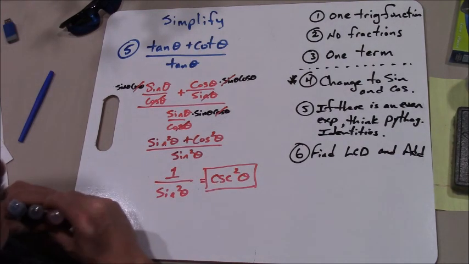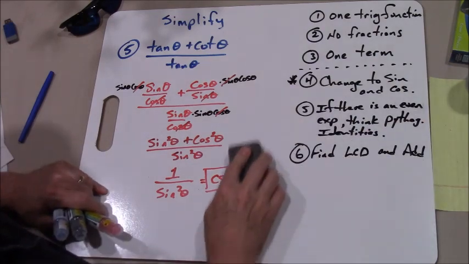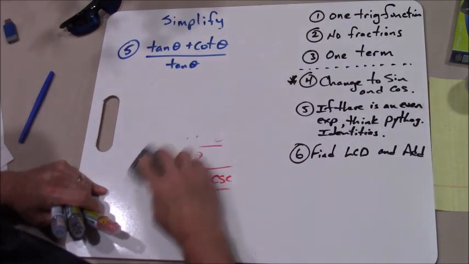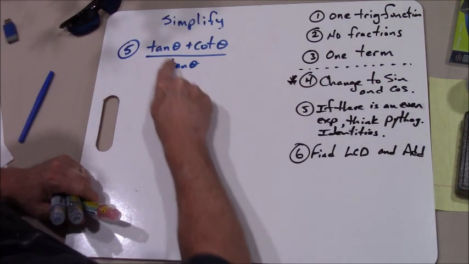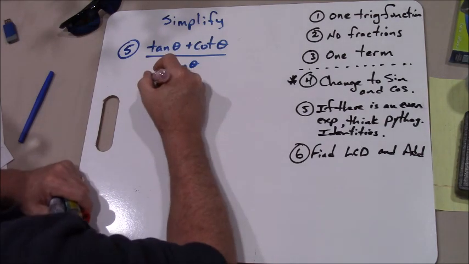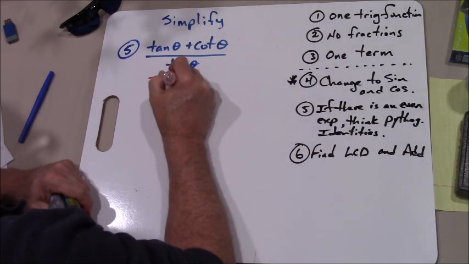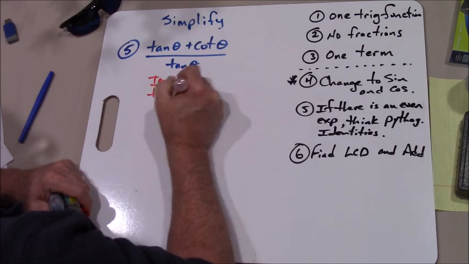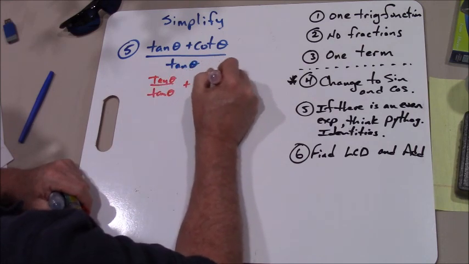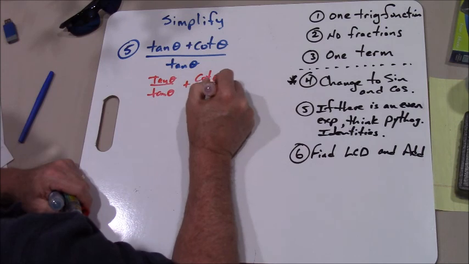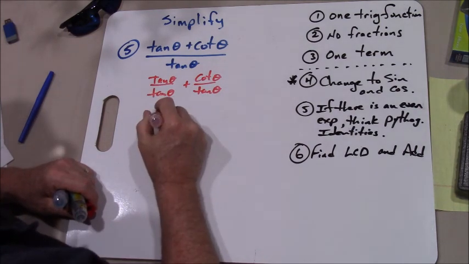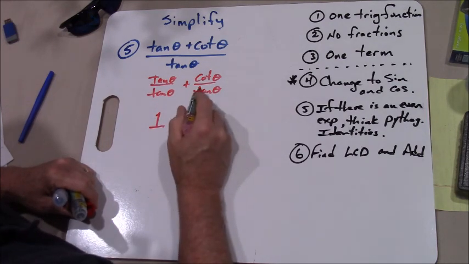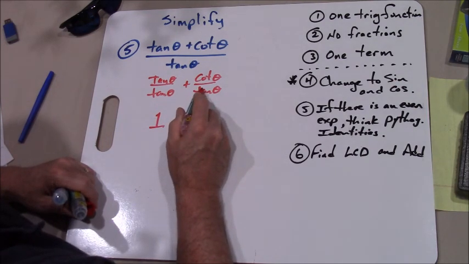Now, let's go back and look at the same problem a different way. I told you my second thought was to think of this as the common denominator and divide this up into two different fractions. So what if I would have done that? Tangent theta over tangent theta plus cotangent theta over tangent theta. Well, that just equals 1. I'm not sure what this is equal to, so I think what I'll do is I'll change to sines and cosines.